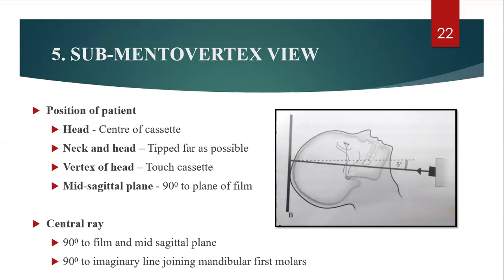Next technique is the submentovertex view. In this, the patient's head is placed at the center of the cassette, and the neck and head should be tipped backwards as far as possible, so that the vertex of the head touches the cassette. And also the mid-sagittal plane should be at 90 degrees to the film plane. The central ray of the X-ray beam should be 90 degrees to the film and the sagittal plane, and it should pass through an imaginary line joining the mandibular first molars of the patient.